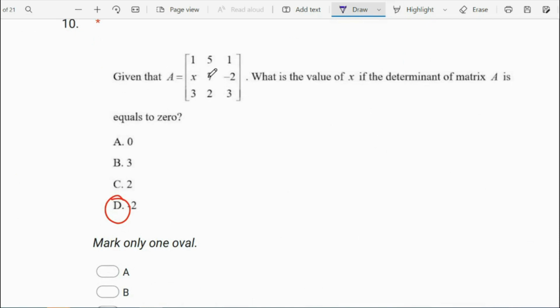Continue. Given the matrix here, find the value x if the determinant is equal to 0. Determinant equals 0. How do we calculate the determinant? It will be A11. So put in your element, minor, element.